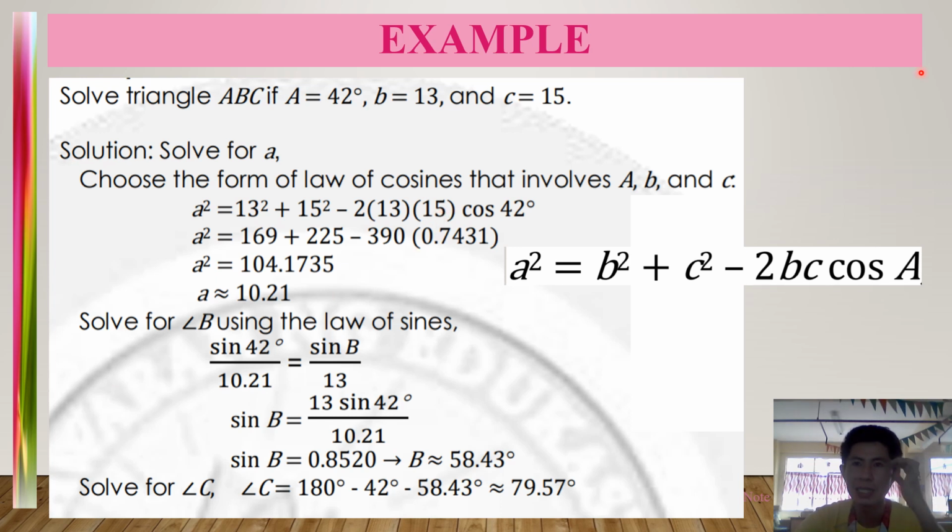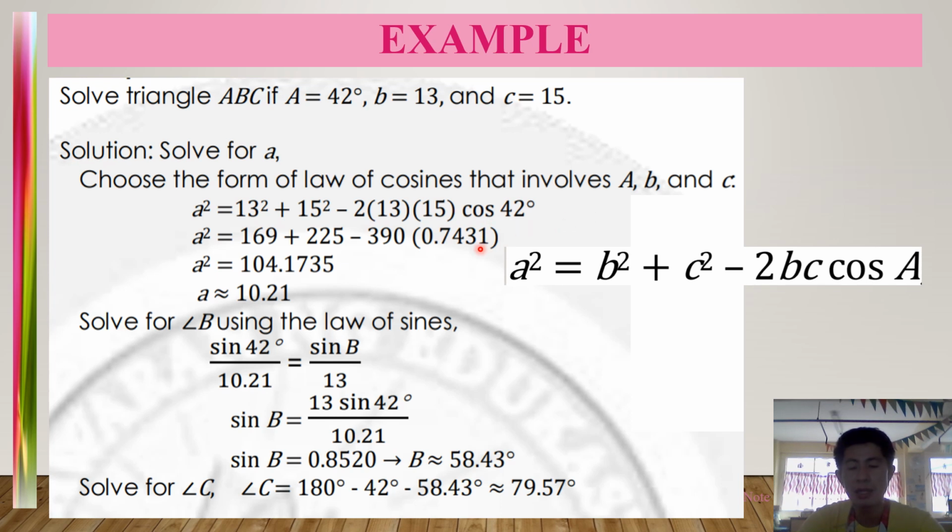So, pwede nyo siyang isa-isahin. Halimbawa, 2 times 13 muna. Then, yung sagot noon, times 15. So, this time, imumultiply natin yung tatlo ng sunod-sunod. So, 2 times 13 times 15, that is equal to 390. Okay? So, next, cosine 42.